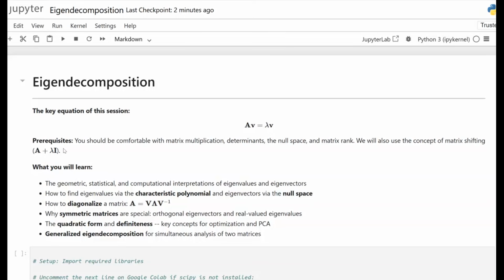And dear friends, of course, there is a prerequisite also. You should be comfortable with matrix multiplication, determinants, the null space, and matrix rank, and we will also use the concept of matrix shifting. In this session, we will uncover what eigenvalues and eigenvectors really mean, why eigendecomposition works only for square matrices, and the geometric interpretation of stretching without rotating.